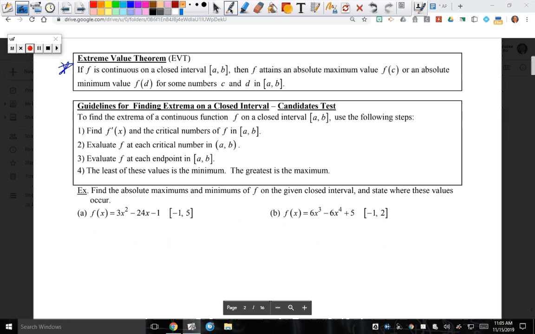So guidelines for finding an extrema on a closed interval. That means with endpoints.